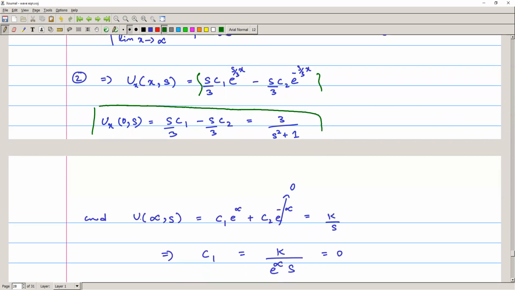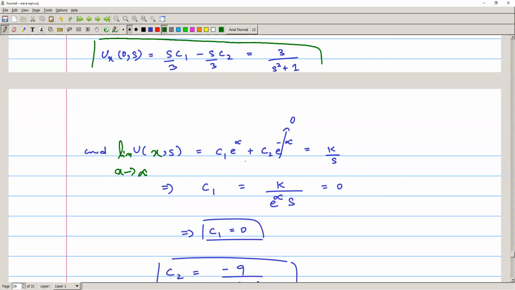And now we'll apply the second boundary condition, that is u of infinity comma s, because we said that the limit as x tends to infinity. So it will be c1 e to the power infinity plus c2 e to the power negative infinity is equal to k over s. E to the power negative infinity is 0. And then we can shift this e to the power infinity into the denominator on the right hand side, and this is infinity, therefore anything over infinity is 0. So c1 is equal to 0, right?